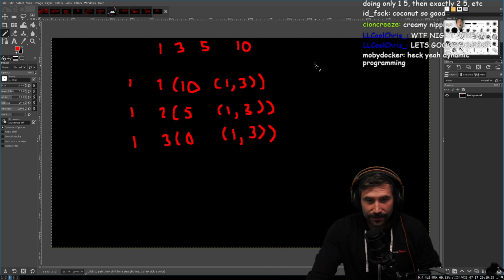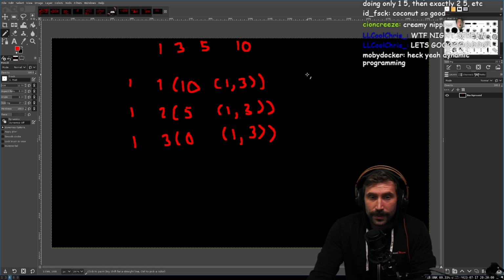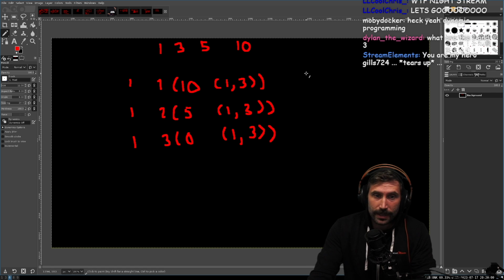Now we have to sub-break down this problem. Now, on a 3, we can make change for a 10.